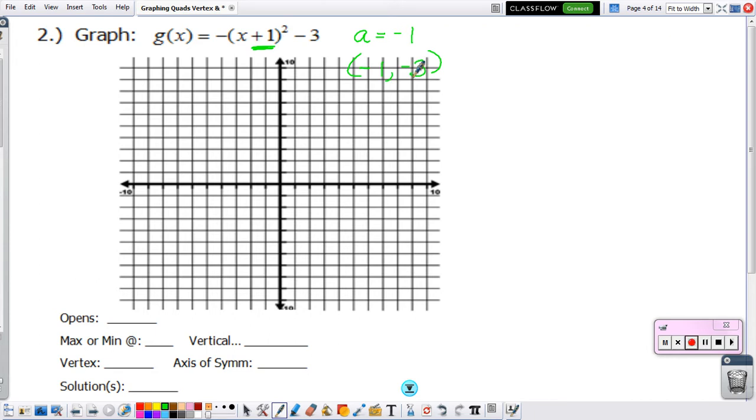Let's refer back to our parent table, always using the same x values: 0, 1, and 4. I have to reference what my a is. My a is -1, so I'm going to multiply everything by -1.